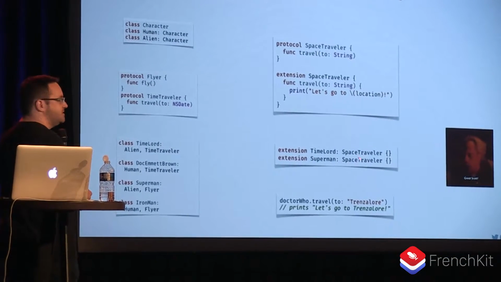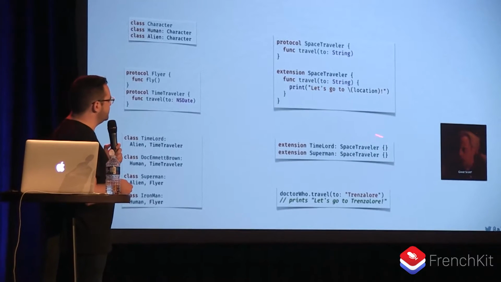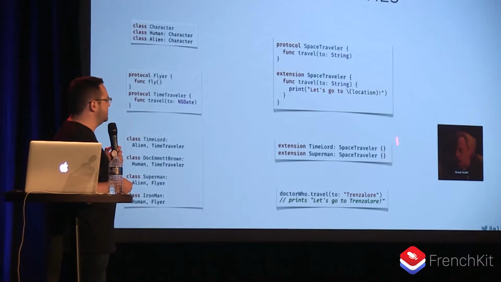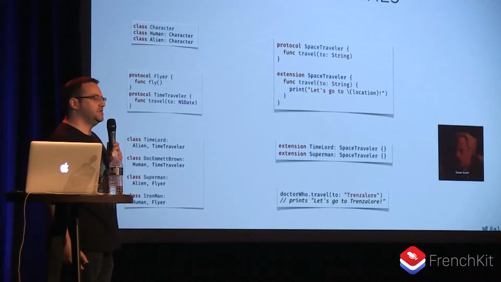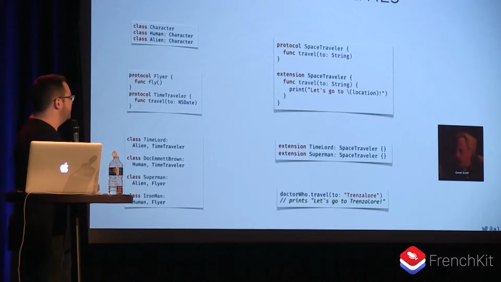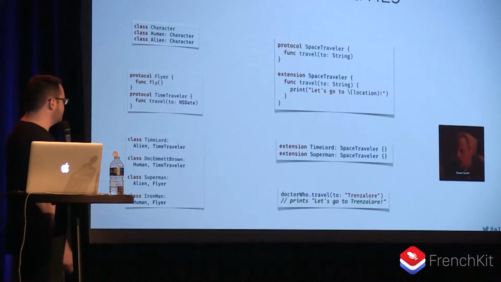We can add this new conformance there, and we don't need any new implementation there. We just get the default implementation just like that. So it's easy to add ability even after the fact. And just like that, you can now ask Doctor Who to travel to Trenzalo.